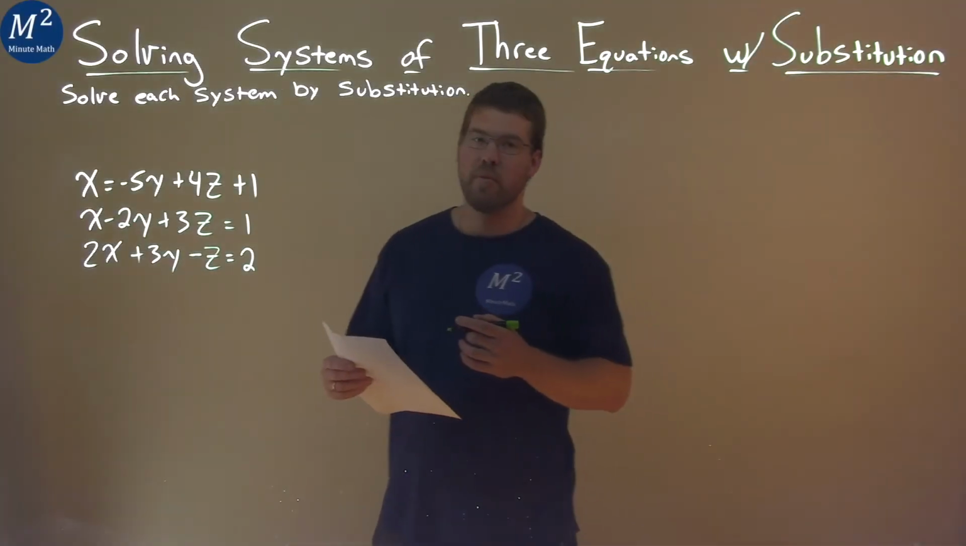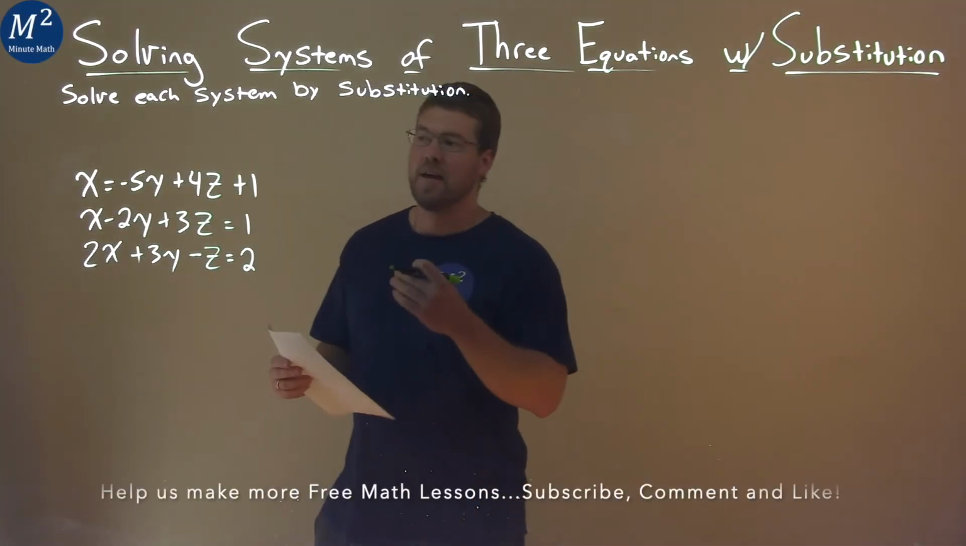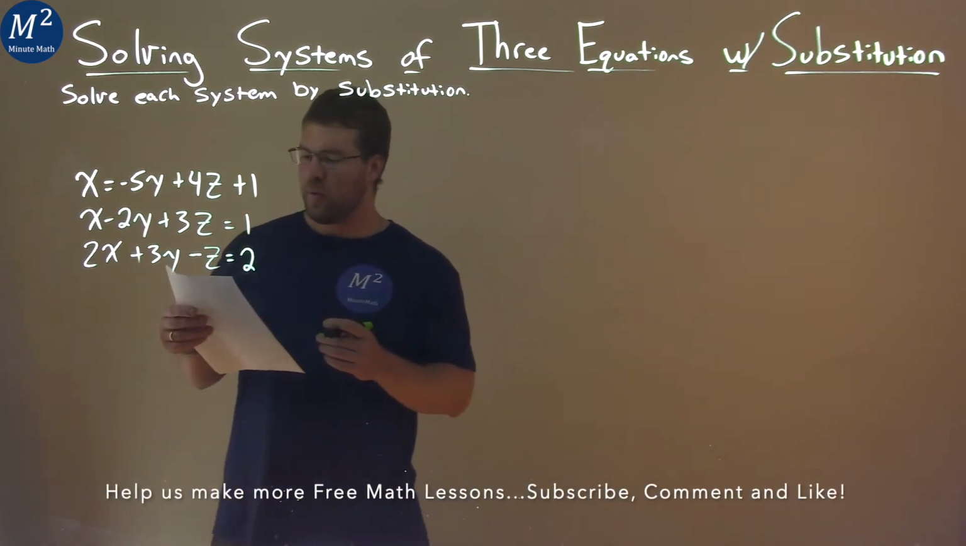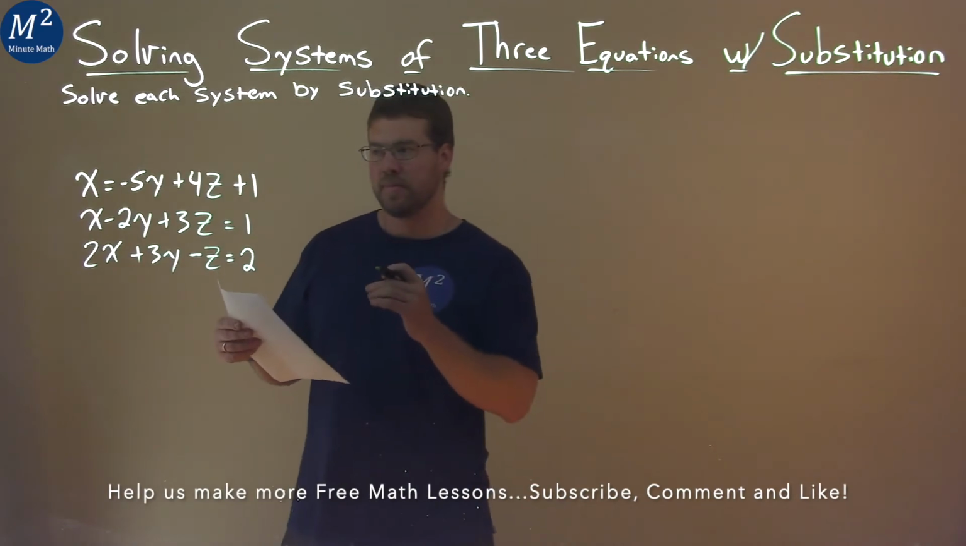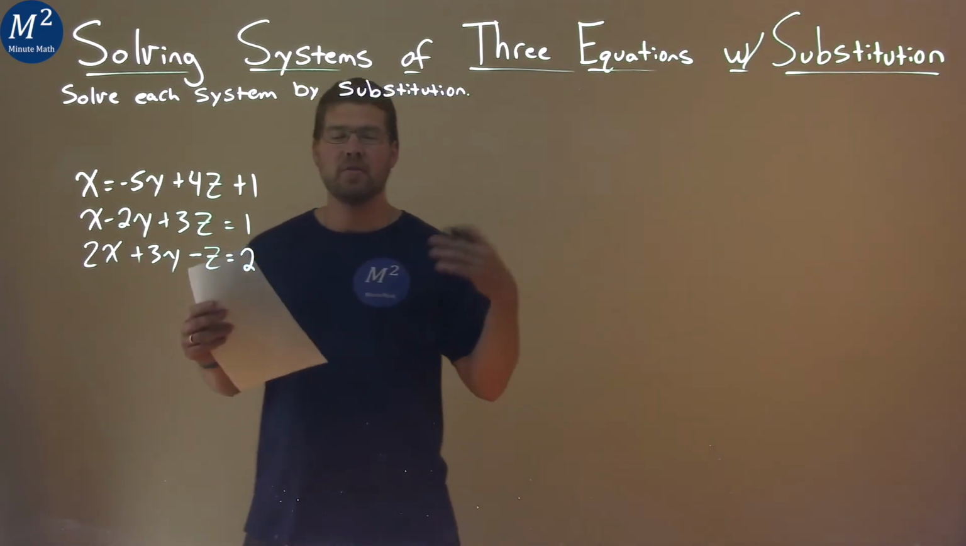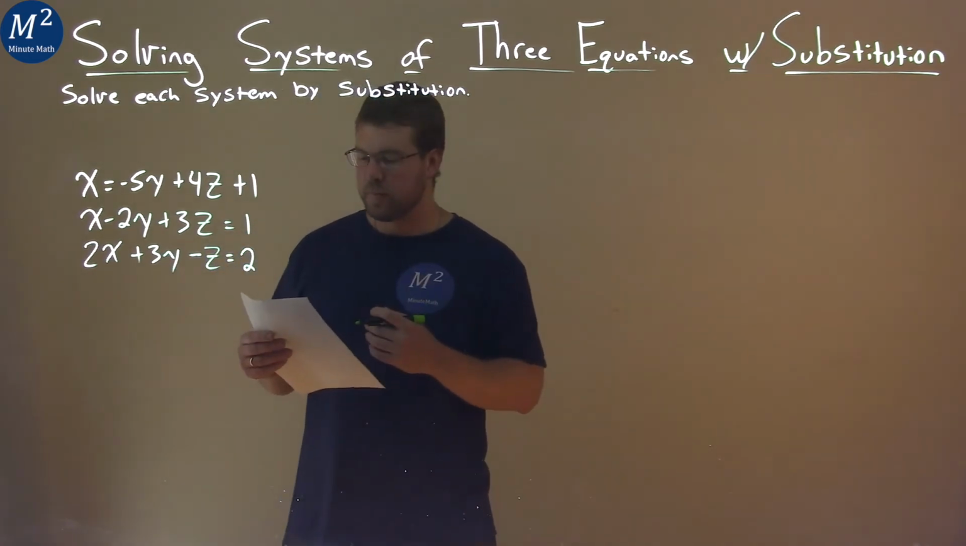We're given this problem right here. x equals negative 5y plus 4z plus 1. x minus 2y plus 3z equals 1, and 2x plus 3y minus z equals 2. And we need to solve this system by substitution.